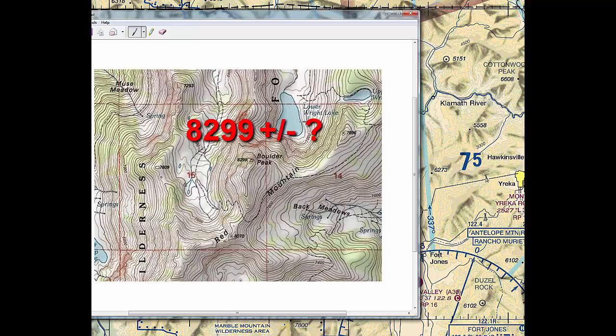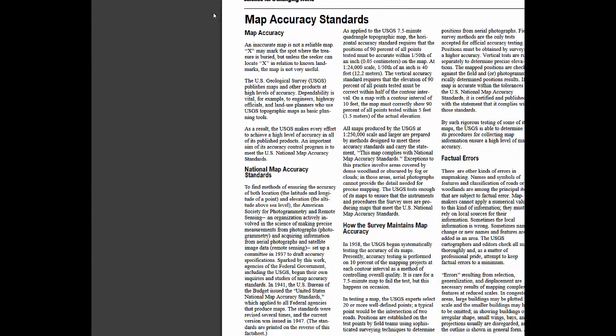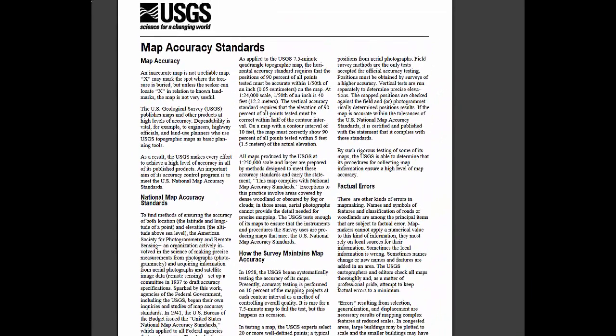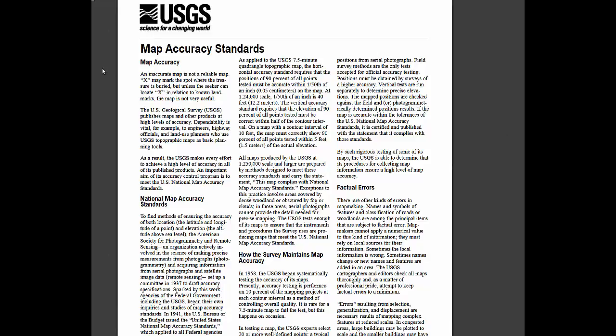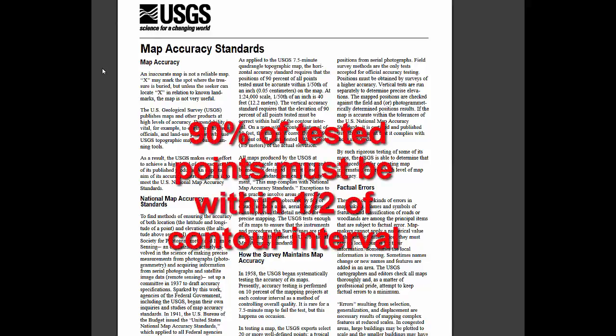Well, the USGS topo maps are absolutely amazing, how much information they have documented for the US, but there's bound to be errors. So if we look at the accuracy standards from the USGS, we see the following. For each 7.5 minute quadrant in the topo map, they will take about 20 points, and these need to be well-defined points that they know exactly where they are and they know the elevation. They will check those points, and 90% of those points tested have to be accurate within half a contour.